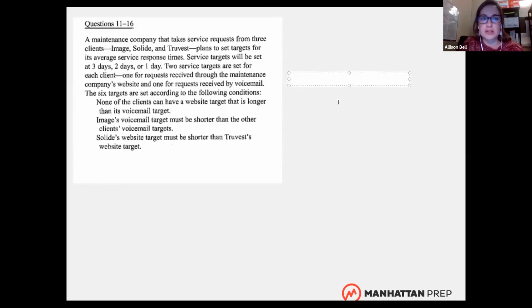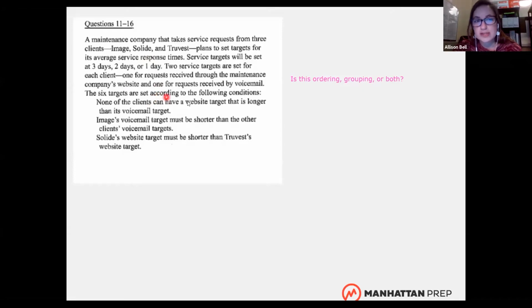One of the big questions that I'm asking myself is, is this game asking me to put things in order? Is it asking me to put things in groups, or is it asking me to do both of those things? So I'm going to check out this game with that in mind. One of the things that I noticed from the outset is I have this sort of sequential setup where I have 3 days, 2 days, or 1 day. And that sounds a little bit like ordering to me.